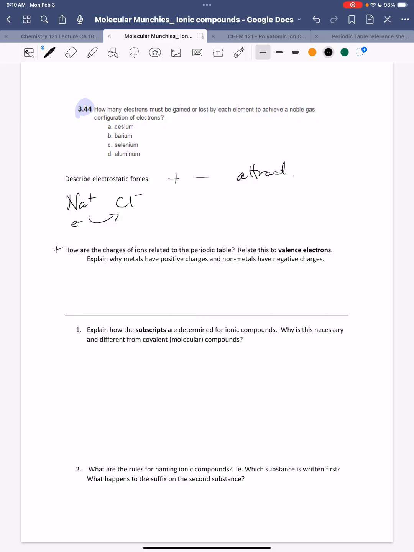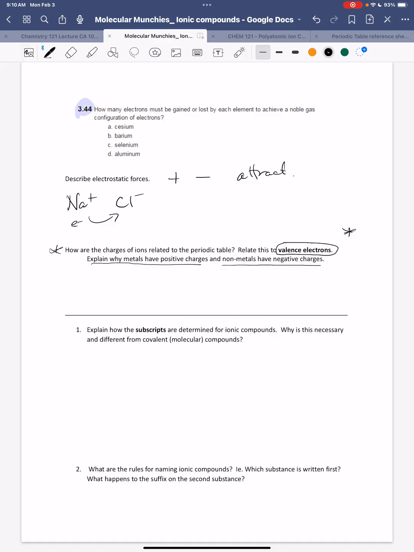So we talked a little bit about this when we looked at that. Why do metals have positive charges? Why do nonmetals have negative charges? Related to their valence electrons. So I'm going to let you write that down and practice writing down what I just talked about.